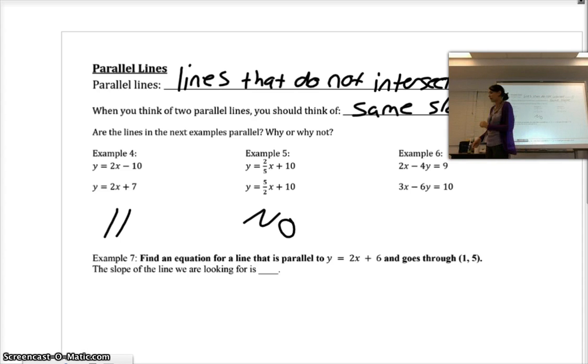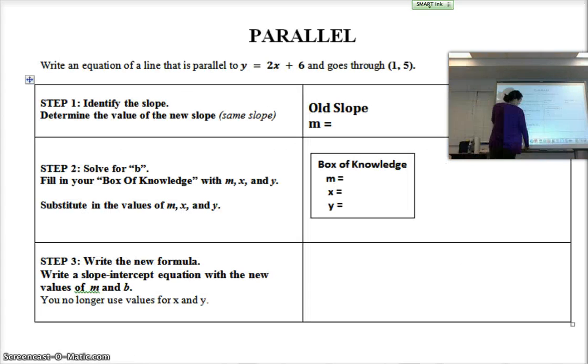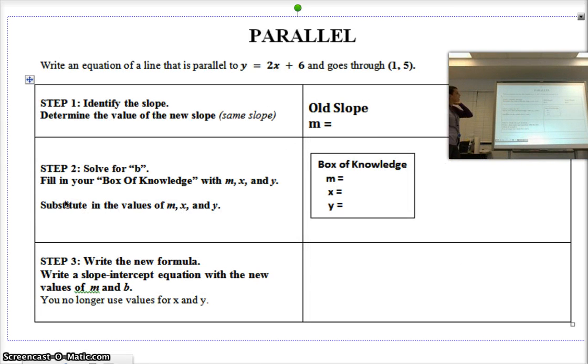Okay, so what I handed you, well, you weren't looking. Okay, write an equation of a line that is parallel to y equals 2x plus 6 and goes through 1 comma 5. Okay? We're going to take the slope. The first step is to identify the slope. Okay? What is the slope?